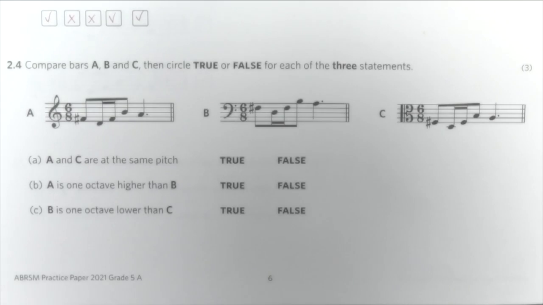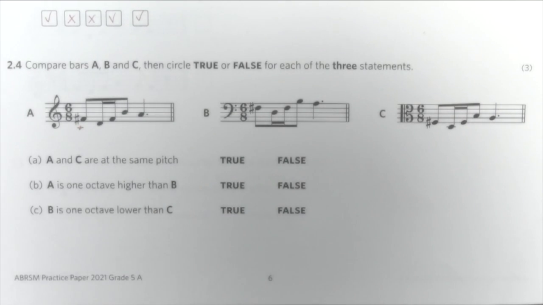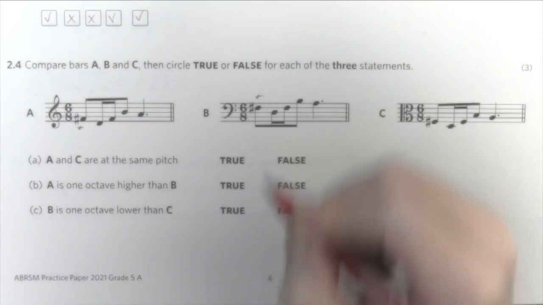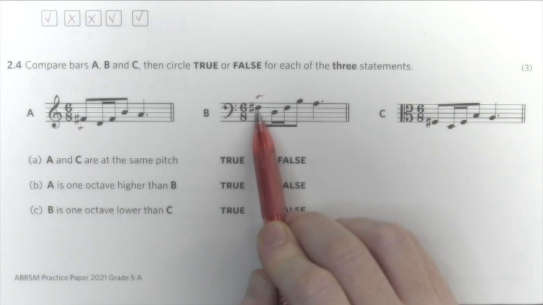Question 4. In this question, we need to compare the bars and circle true or false for each of the statements. To answer this very quickly, we need to consider this mnemonic that I've created: if the pitch you want to know is middle C, are you above or below? You can find it in the video 1D linked in the description below, or you can click on the card up here. Let's find out where middle C is. In treble clef, it's here. In bass clef, it's up here. So this is above middle C, this is below middle C.